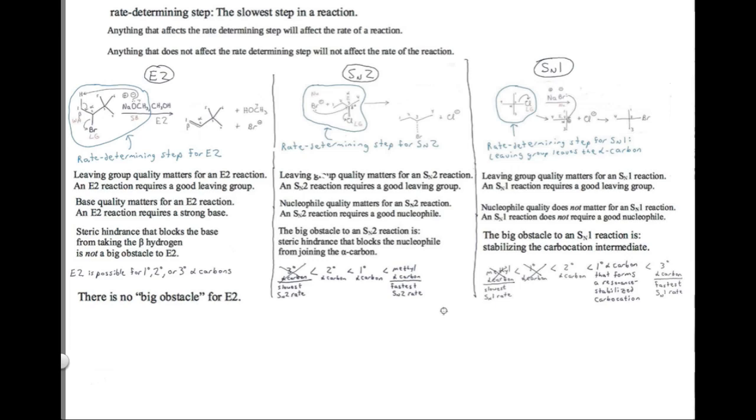Notice that it's important when you learn this material to use complete sentences. For example, you can't just say that it requires a good nucleophile or that nucleophile quality matters, because SN2 requires a good nucleophile, but SN1 doesn't. So always give a complete sentence that includes what mechanism you're talking about. Don't just say that nucleophile quality matters, say nucleophile quality matters for SN2. Don't just say that it requires a strong base, say that E2 requires a strong base.